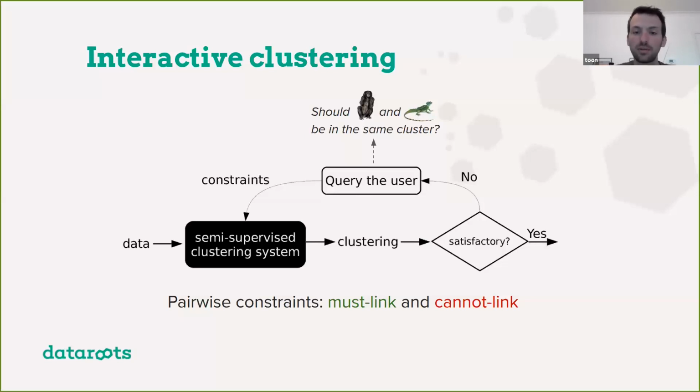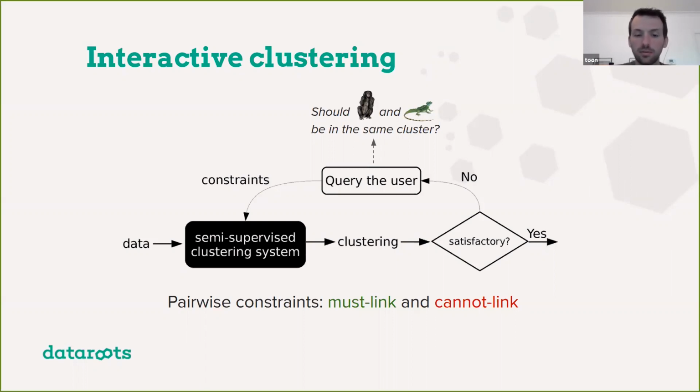Now, if we do not find it satisfactory, the clustering system will query us, the user, in the form of pairwise queries. For example, here is one example of a pairwise query, in the example of the animals that we could group. The clustering system might ask us, should the monkey and the lizard be in the same cluster? If we answer yes, we give a must-link constraint. If we answer no, we give a cannot-link constraint. So the system might ask a couple of these questions. This results in constraints, and these constraints can help the semi-supervised clustering system to find better clusterings.